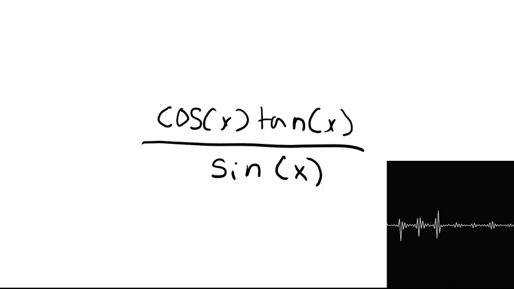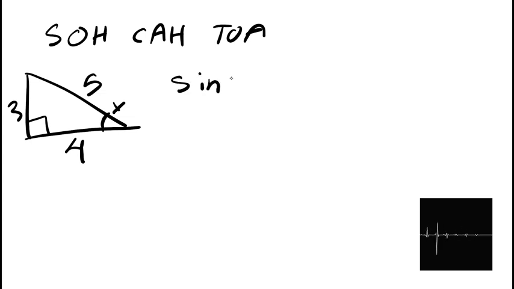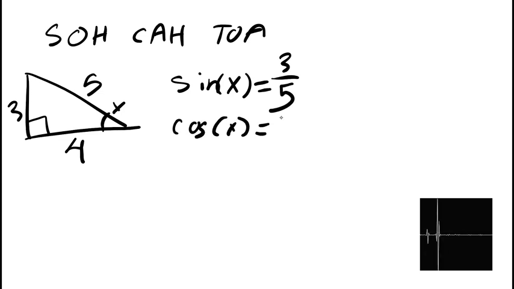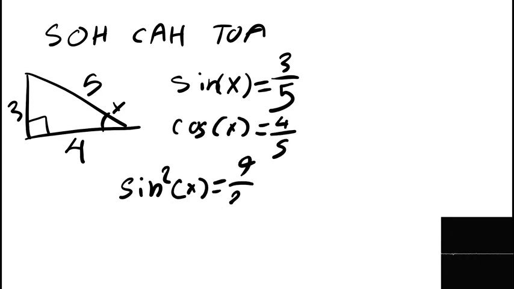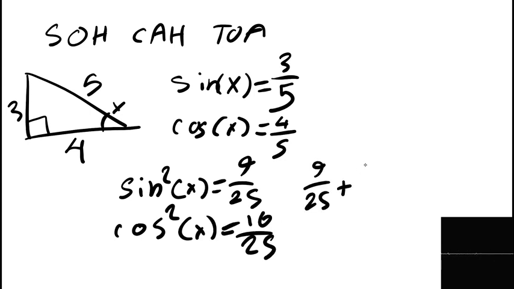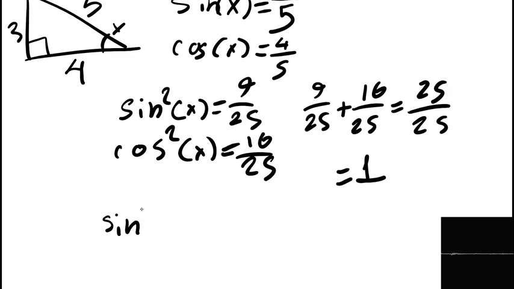You know what? Let's start off with something simpler. Let's take a look at this triangle. The sine of this angle is 3/5. The cos of this angle is 4/5. The tan of this angle is 3/4. But if you square the sine and the cosine and add them together, you get 1. Pretty cool, right? That's the Pythagorean identity.